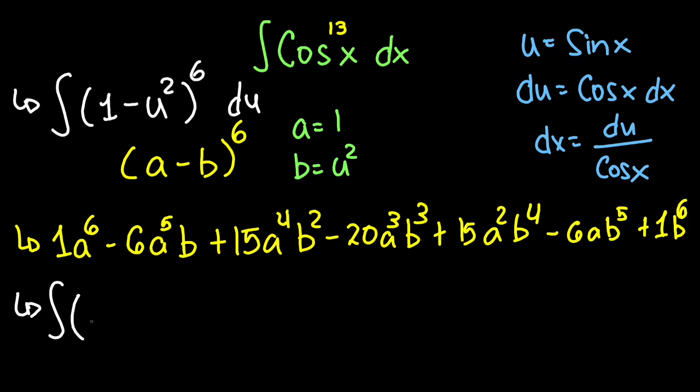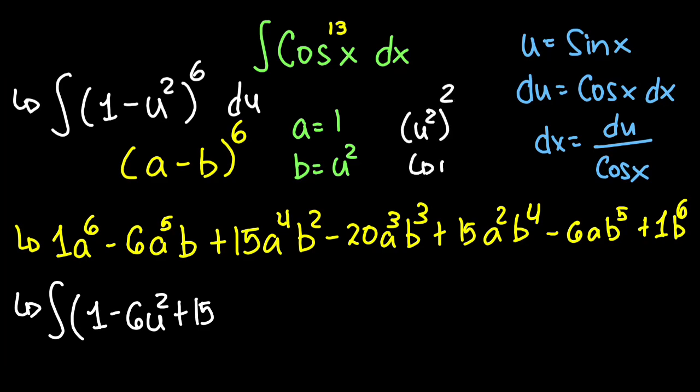So our expanded value here would be equal to 1 multiplied by a. A here is 1. 1 to the power of 6 is 1, so it would be simply 1 minus 6 multiplied by a. It is only 1 again. B here is u squared, so it would be 6u squared plus 15. A here again is 1. B squared would be u squared to the power of 2, which is equal to u to the power of 4.